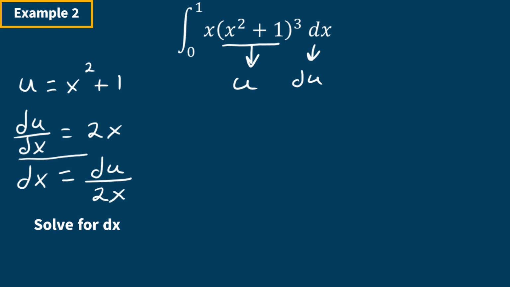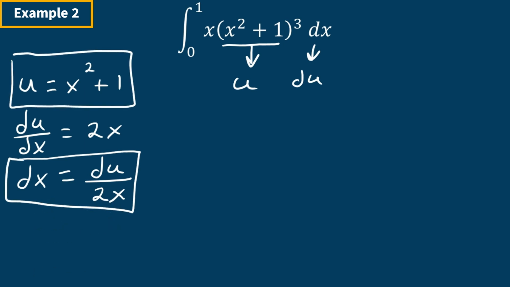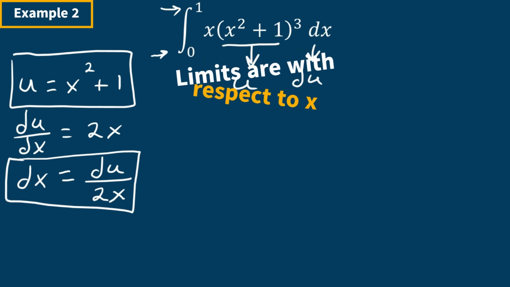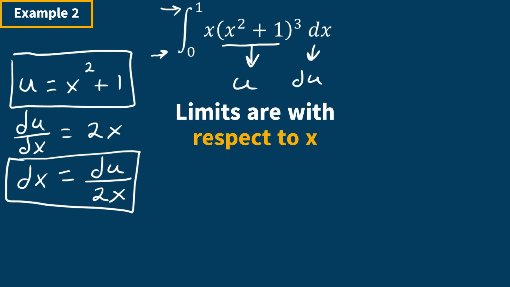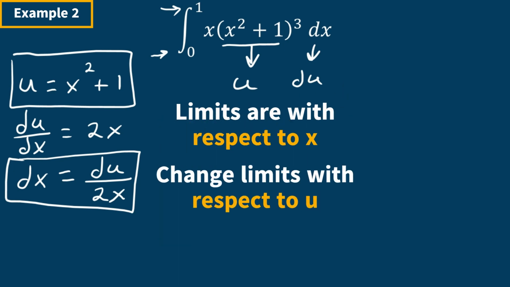Let's go ahead and box these right here because we're going to be using these. All right, since this is a definite integral, we have to look at our limits here, which is 0 and 1. These limits are with respect to x. However, we're changing everything with respect to u. So that means we have to change our limits as well.